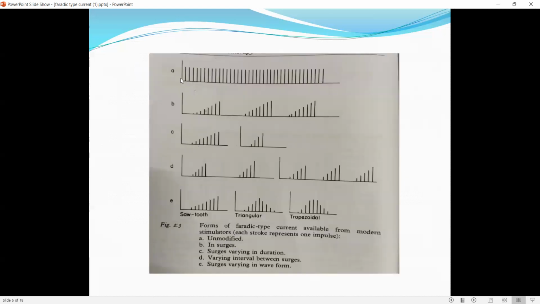This is the image. A is unmodified. This is B, in surges. C, the surges varying in duration. D, varying intervals between the surges. And E is the surges varying in waveform, to triangular and trapezoidal.